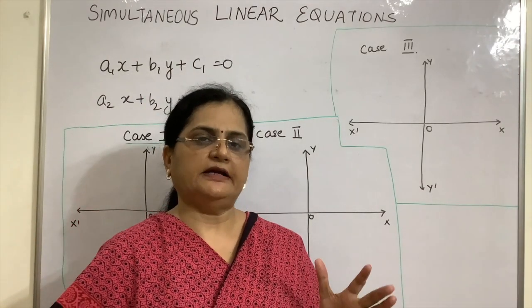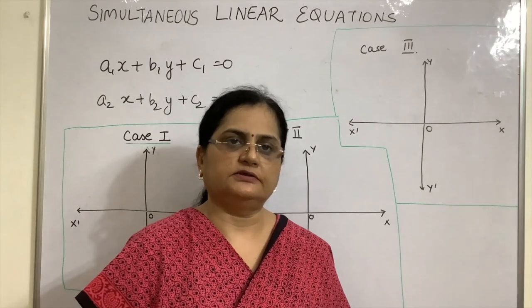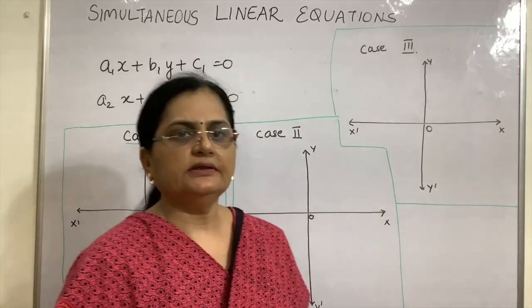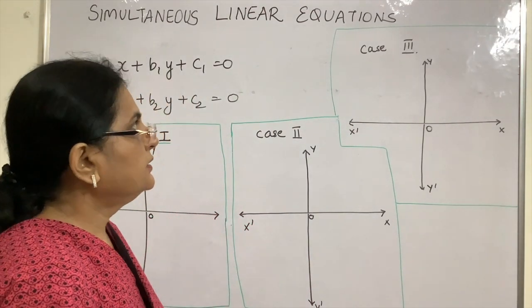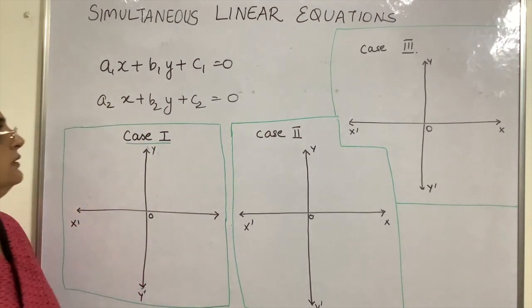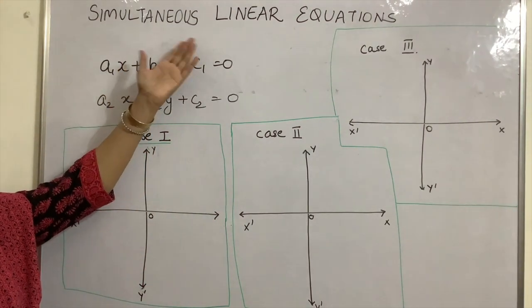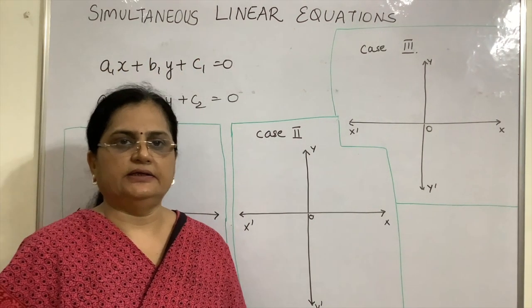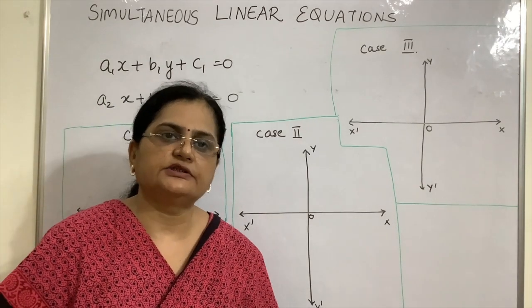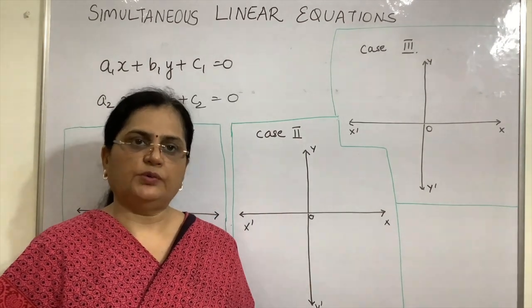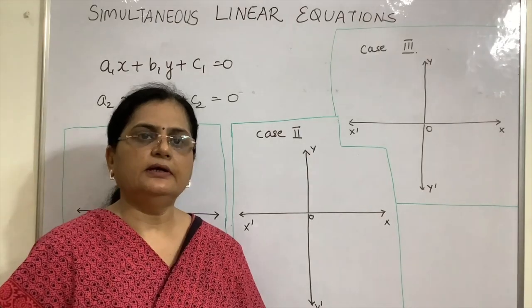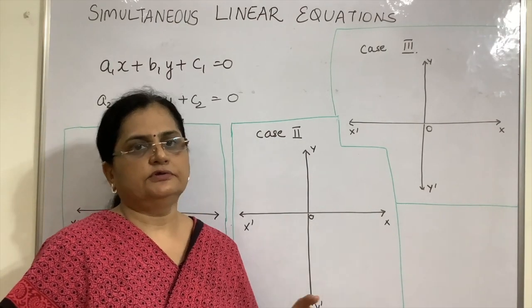We know that when we plot the graph of a linear equation, it will be a straight line. So let us see what is meant by plotting the graphs of simultaneous linear equations. Simultaneous linear equations means there will be two equations in the same variables and we will have to solve them.